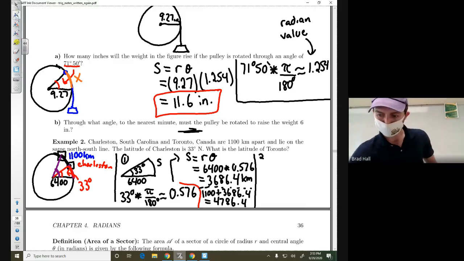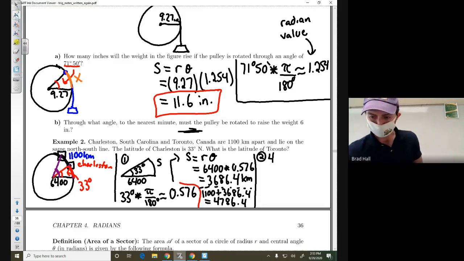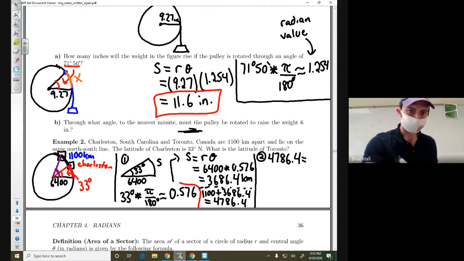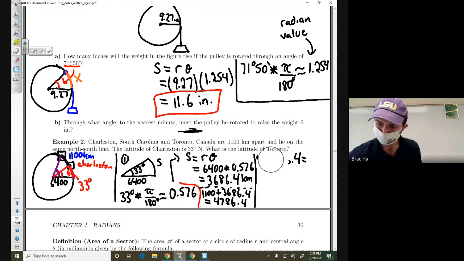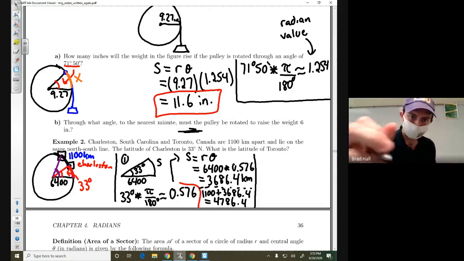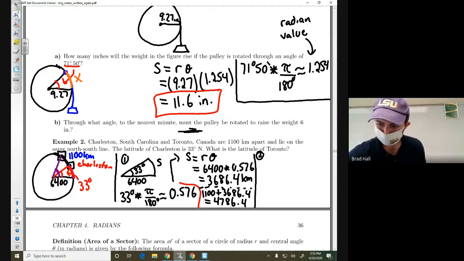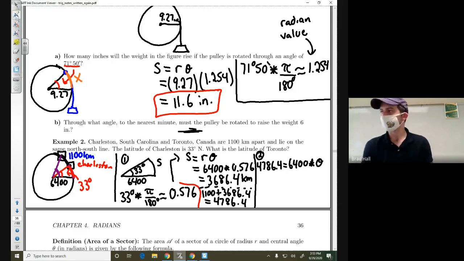So step 2 here. The whole arc length is equal to the radius times, well, the final latitude that we are looking for.